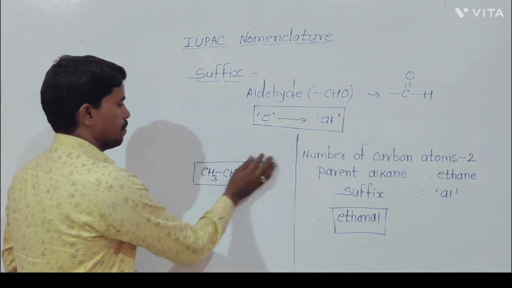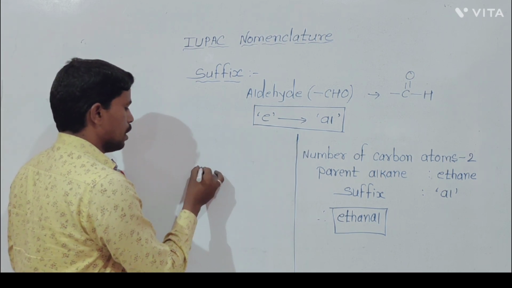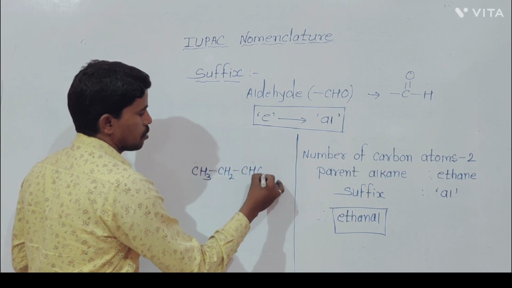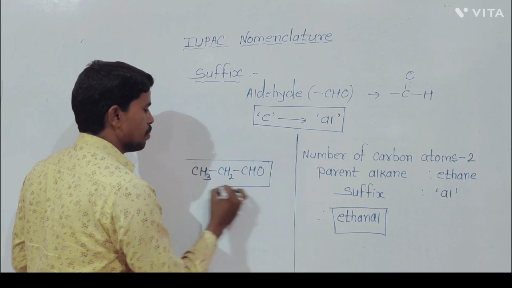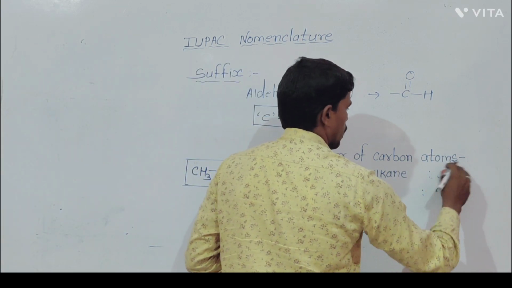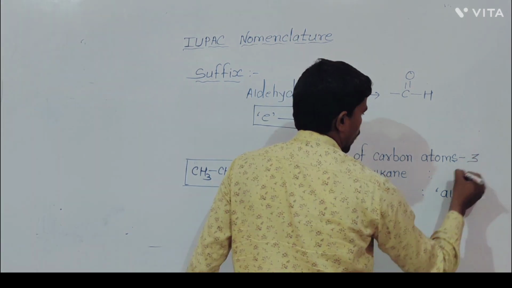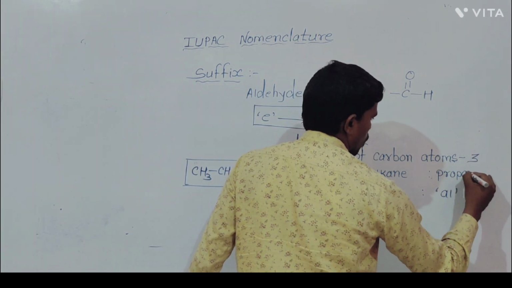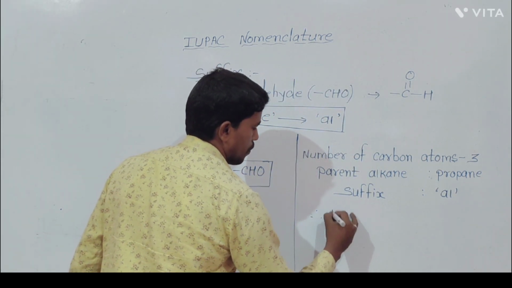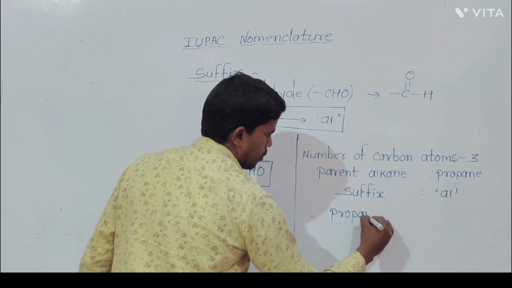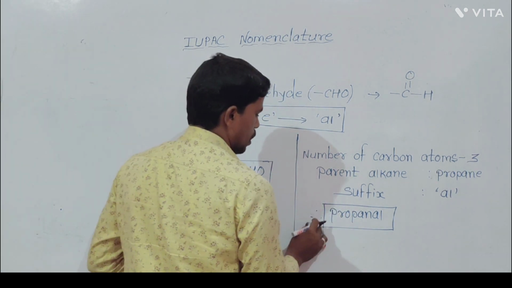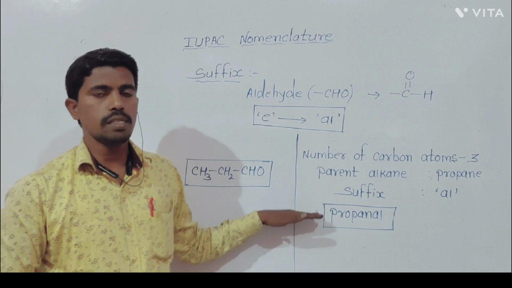Third example, this is the CH3CH2CHO. The number of carbon atoms present in this chain is 3, and the parent alkane of 3 carbons is propane. The last E of propane is replaced by AL. Therefore, the name of the given compound becomes propanal. This is the simple name, meaning the IUPAC name of the given compound. This is the propanal.